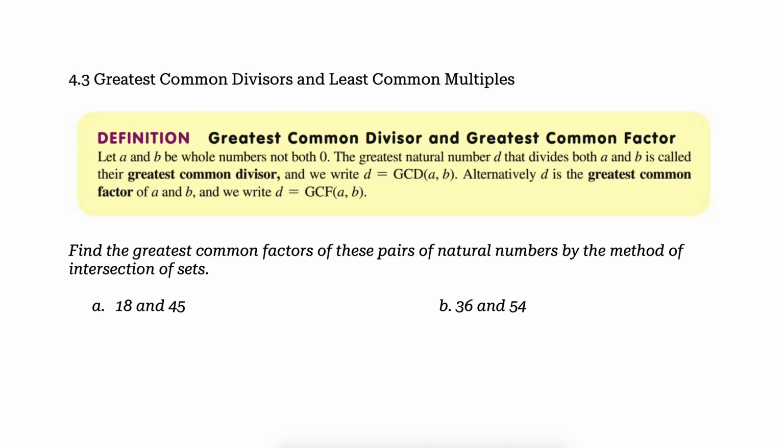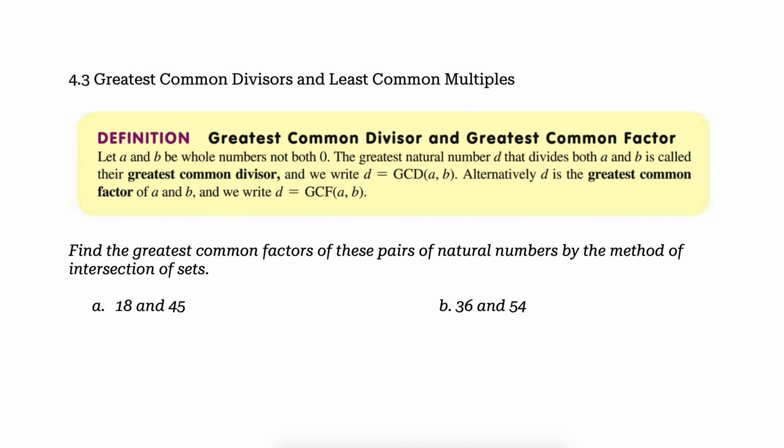So I'm going to start with the greatest common divisor. This is the largest number that divides into two or more numbers. So we're going to look at two examples here. The first one is 18 and 45, the second 36 and 54. You might naturally look at the numbers 18 and 45 and say, well, 9 is the greatest common factor or the greatest common divisor. 9 is the biggest number that divides into both 18 and 45. But how do we know that?